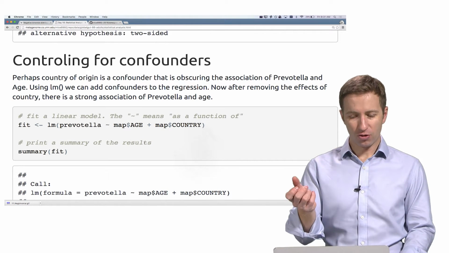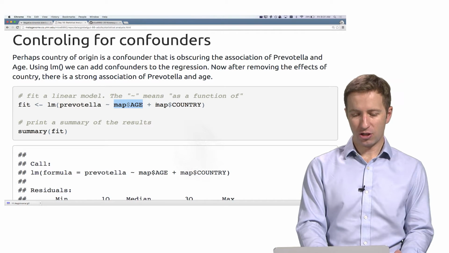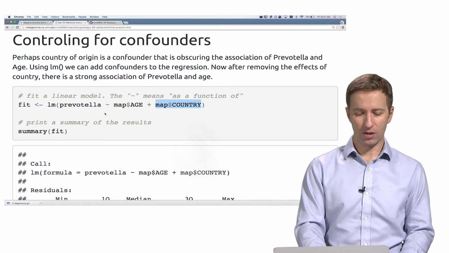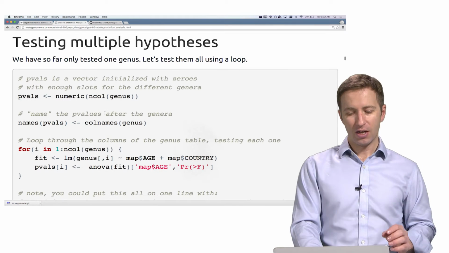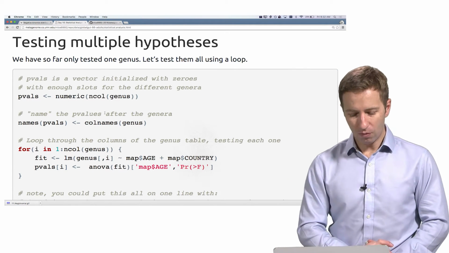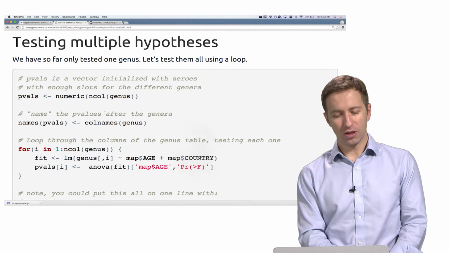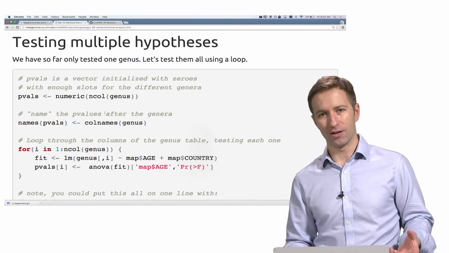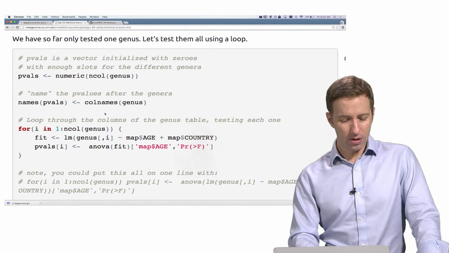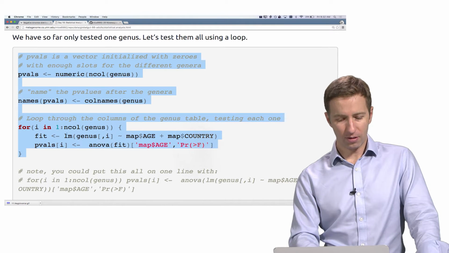We also followed up by controlling for confounders, because age and country might be confounded, and so we used the same linear model to remove the effect of the confounder. Prevotella became significant. Now, when we do these tests, we're not usually testing just one genus. We often want to test all of the genera, or all of the phyla, or all of the OTUs. You can do that with a loop that I've shown here.